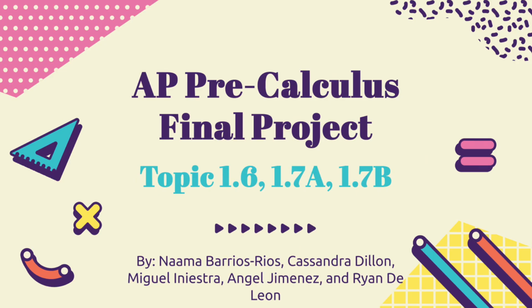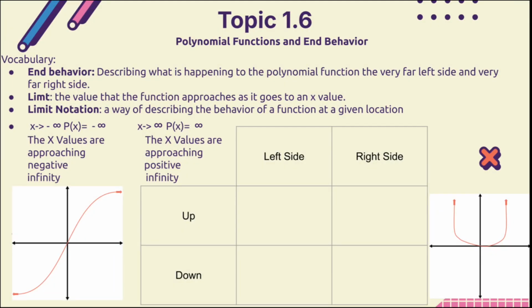Okay, so let's start. Topic 1.6, polynomial functions and end behavior. Some vocabulary words you need to know are end behavior, limits, and limit notation, and we will be going into how to write limit notation. End behavior is describing what is happening to the polynomial function from the very far left of the graph to the very far right of the graph. Limit is the value that the function approaches as it goes to an x value. Limit notation is a way of describing the behavior of a function at a given location.